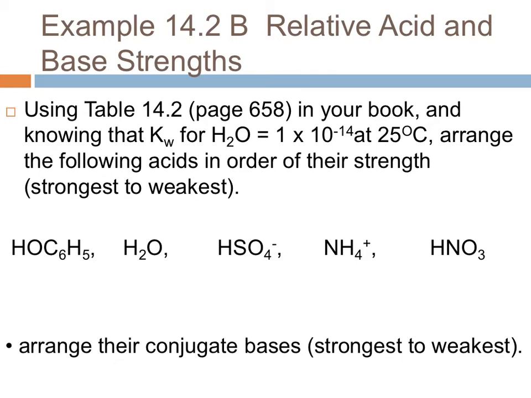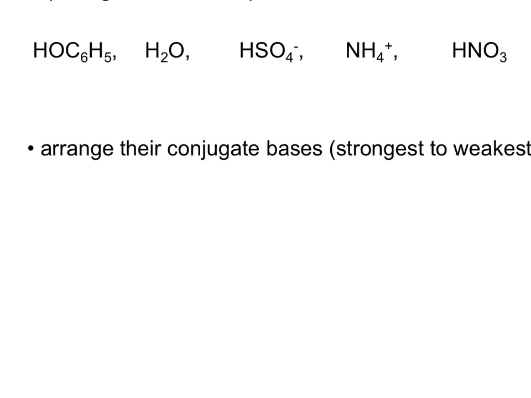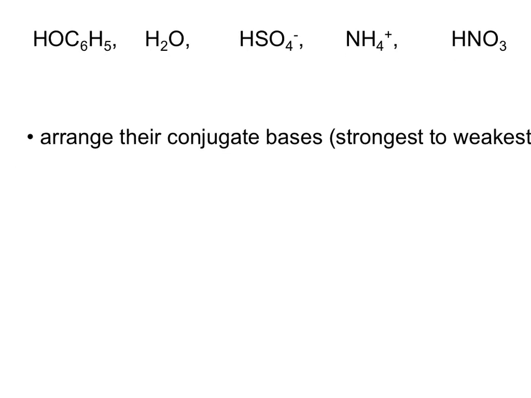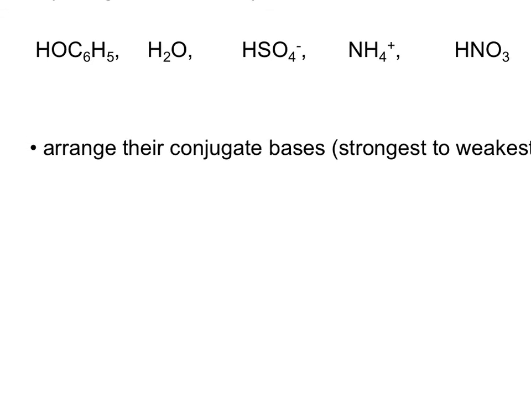This one says, use your book, knowing Kw for water. Water is kind of a special one here. 1.0 times 10 to the negative 14th. That's not really in an acid chart because it's water. Water can do multiple things. Arrange them in order of strength. So we need to look at their K values, and we can compare them directly because they're all 1-to-1 ratios, and we can see which ones are the strongest, which ones are the weakest, etc.